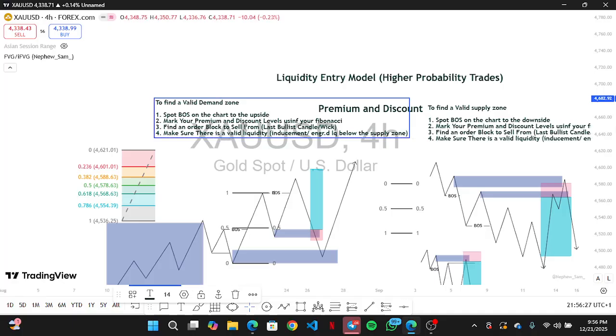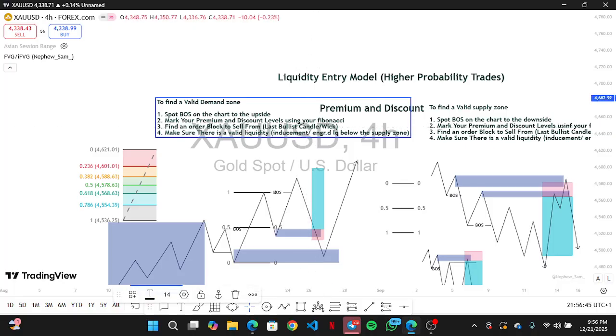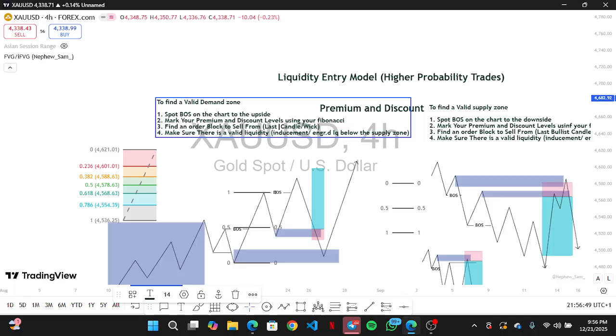Mark your premium and discount levels using your Fibonacci. So you only look for a buy at a discount level. Then you find another block to buy from. In this inverse case, this will be the last bearish case. Sorry, the last bearish candle.